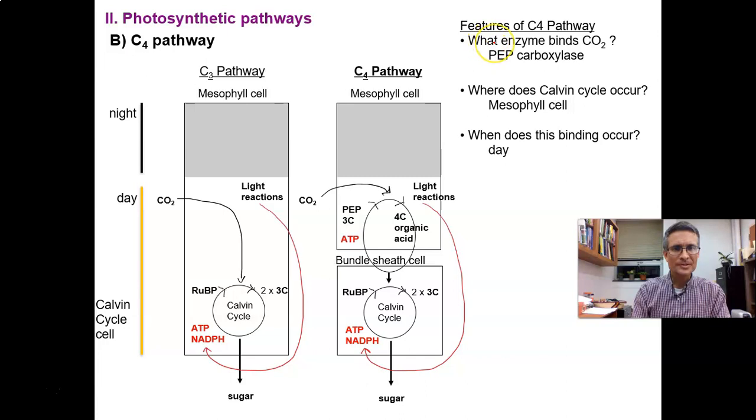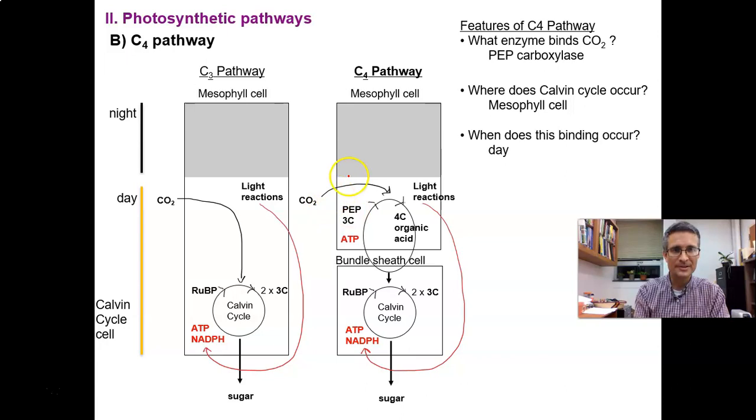Let's start with what the C4 pathway is doing, and right off the bat it's doing something very different than what we see in our C3 pathway. So if you remember, in our C3 pathway, carbon dioxide entered a mesophyll cell and was bound by Rubisco, this enzyme that combines ribulose bisphosphate with carbon dioxide. In our C4 pathway, carbon dioxide is again coming into the mesophyll cell, but it's not being bound by Rubisco. Instead, it's being bound by PEP carboxylase.